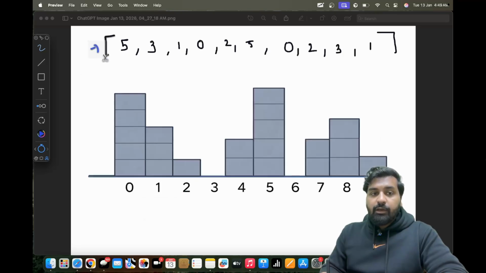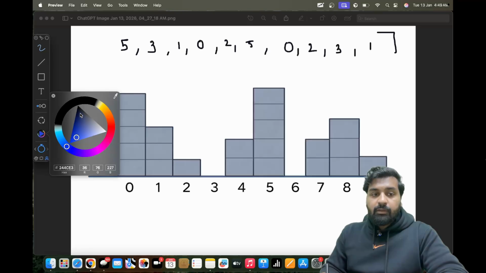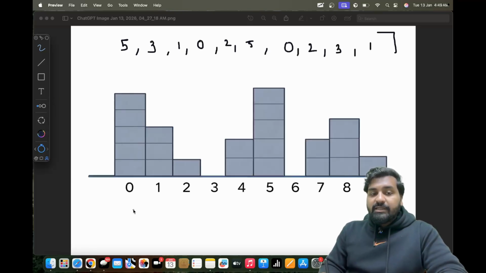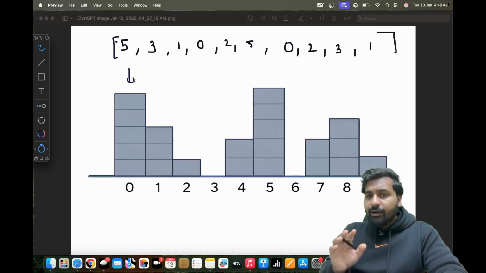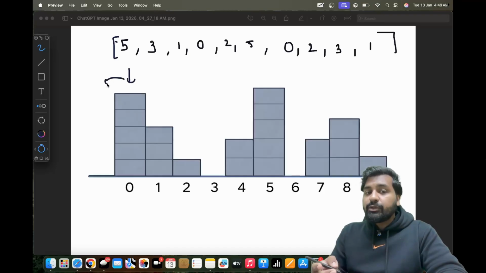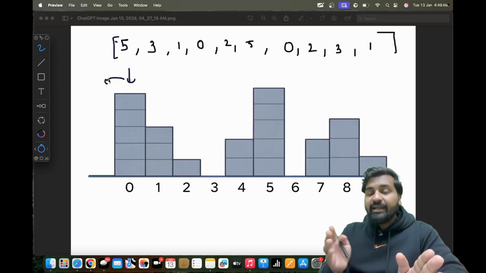Okay, so now let me tell you how we are going to think about it. Let's come to the first array element, which is 5. How does it matter? The first element never matters in this question. Why? Because it is not going to store any water. On the left side, there is no support. There is never going to be any support. For each building, we need support on the left side as well as the right side.